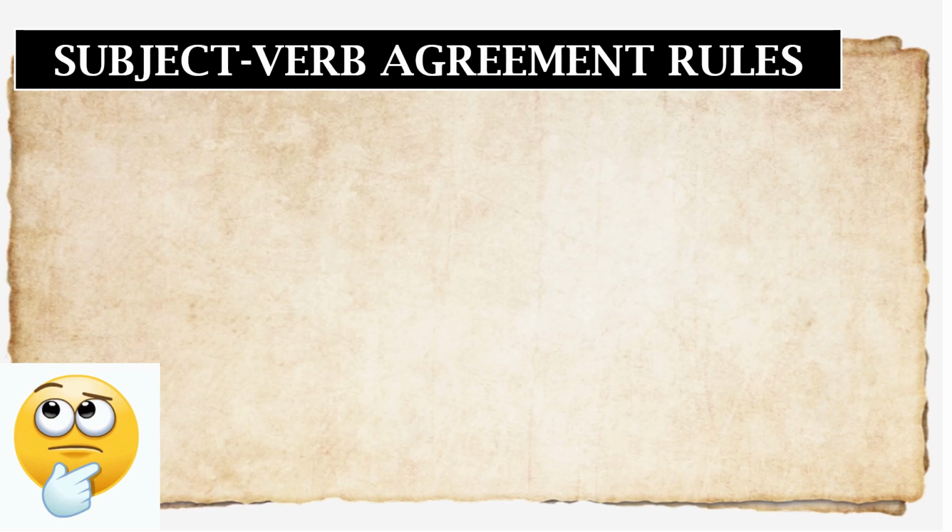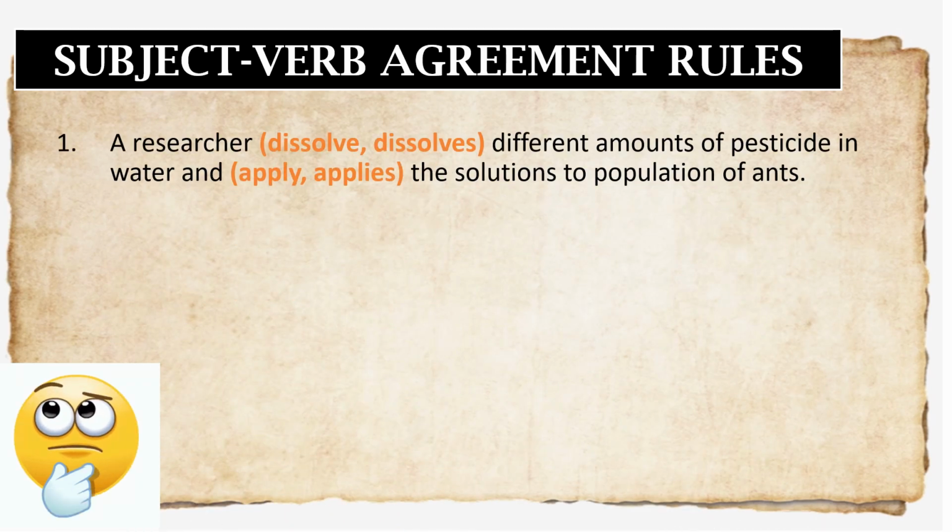Let us try these exercises. First exercise: A researcher dissolves different amounts of pesticide in water and applies the solutions to population of ants. What is our subject in this sentence? It is a researcher. Therefore, we need to have the singular verbs. Our answers would be: a researcher dissolves different amounts of pesticide in water and applies the solutions to population of ants.